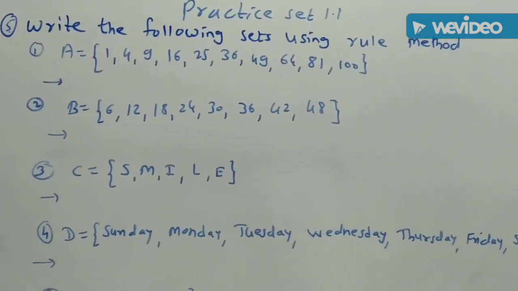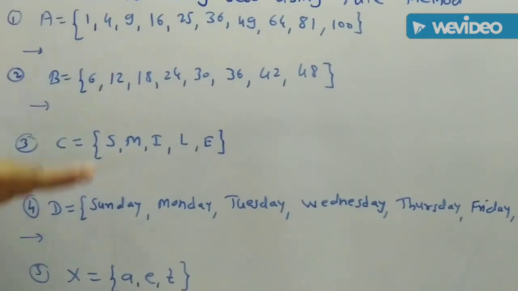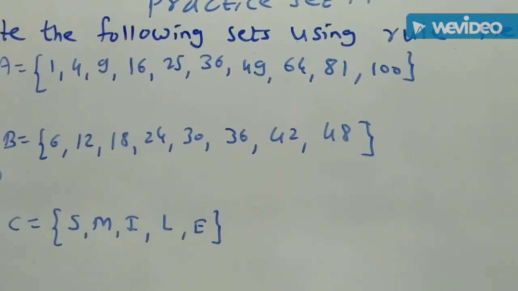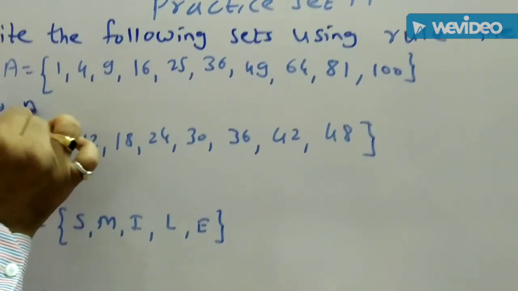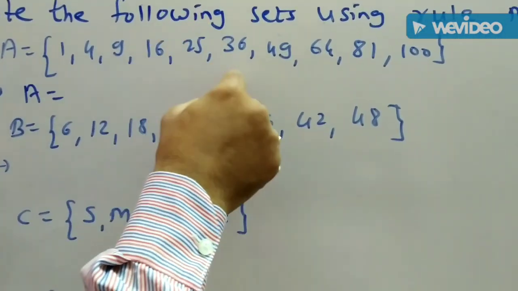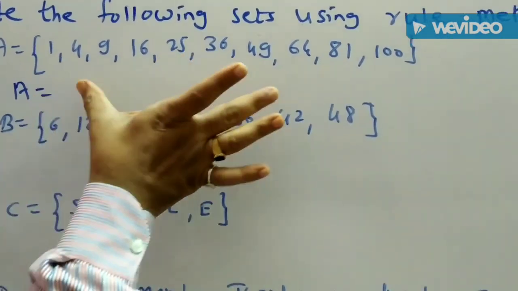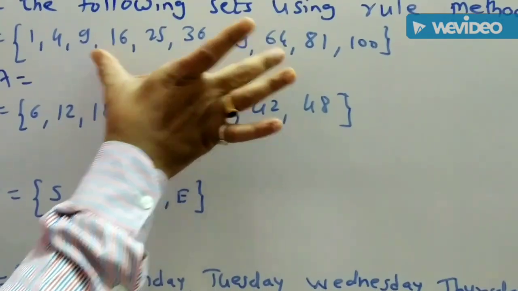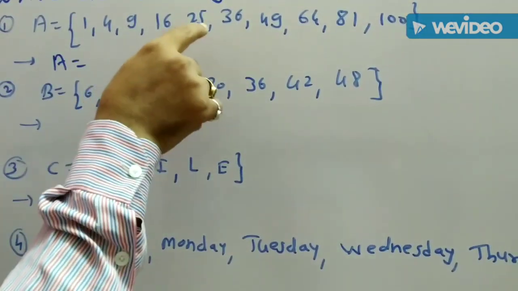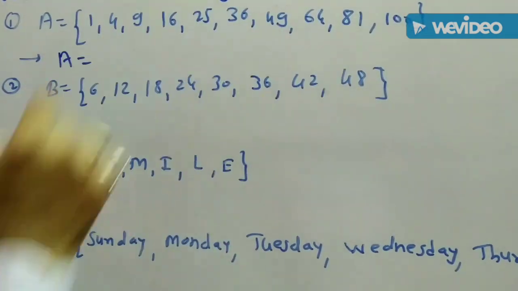Next example is: write the following sets in rule form by using the rule method. The sets are given using the listing method and we have to write them using the rule method. First, A is equal to the set given: 1, 4, 9, 16, 25, 36, 49, 64, 81 and 100. If we see this, all these are the perfect squares from 1 to 10. Therefore, we have to write the property of these objects, that these are perfect square numbers.